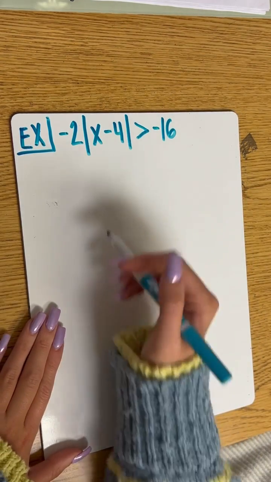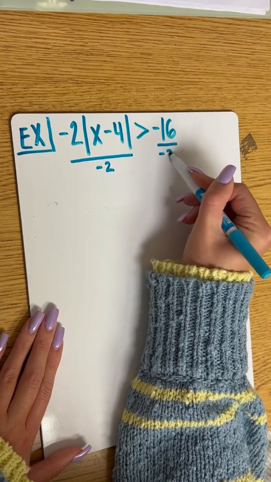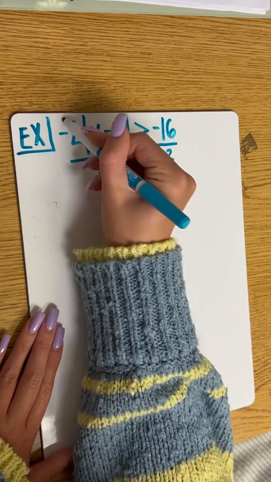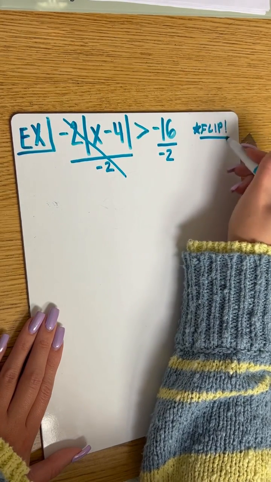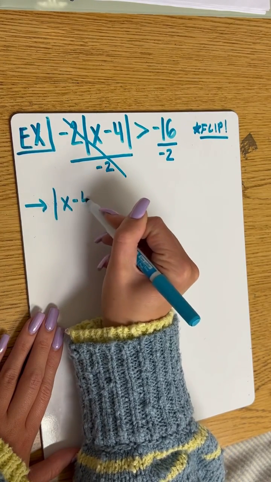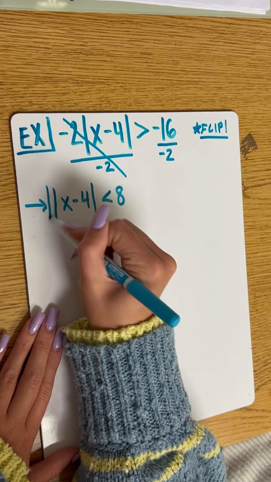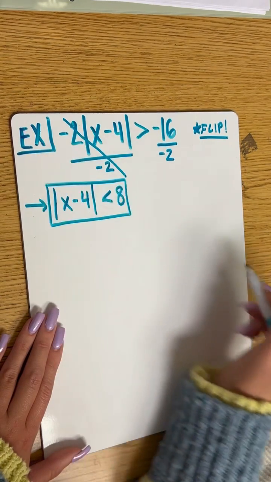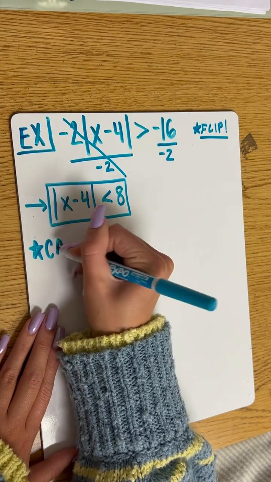So remember, the first step is to always get your absolute value expression alone on one side. So in this case, I need to undo multiplication of -2, which I will do by dividing both sides by -2. Now remember what I said at the beginning of the video, if I ever have to multiply or divide both sides by a negative value, this is when you flip the inequality symbol. Now I have my absolute value expression isolated on one side and I'm ready to solve.